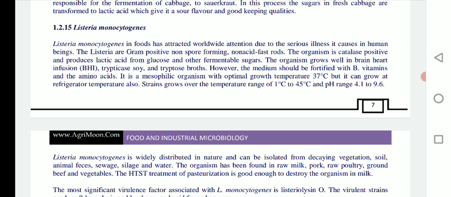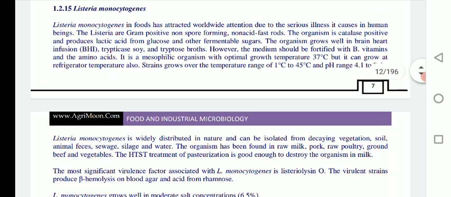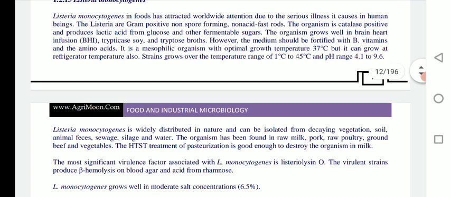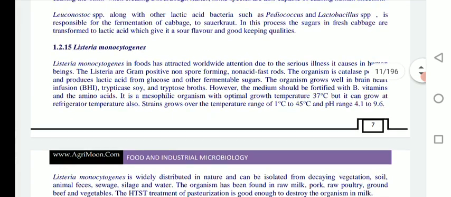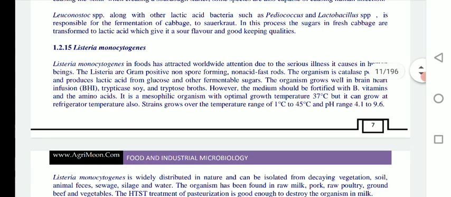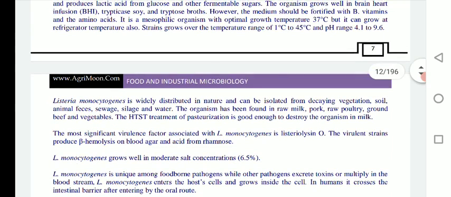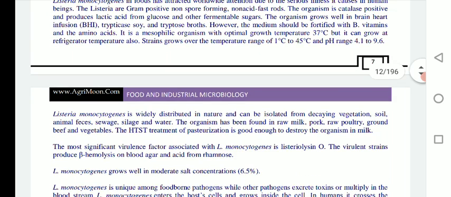It is a mesophilic organism with optimal growth temperature at 37 degrees Celsius, but it can grow at refrigerated temperature also. The strains grow over a temperature range from 1 degree Celsius to 45 degrees Celsius and a pH range of 4.1 to 9.6. So again, Listeria monocytogenes is an important foodborne pathogen, and it causes severe health effects after getting into your body through consumption of food that is contaminated with Listeria monocytogenes.